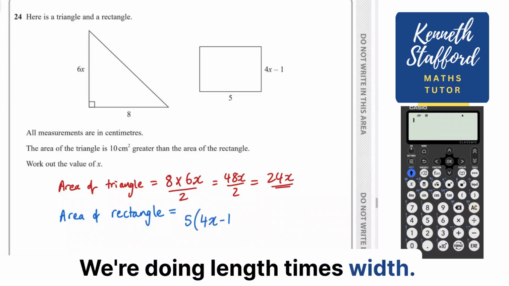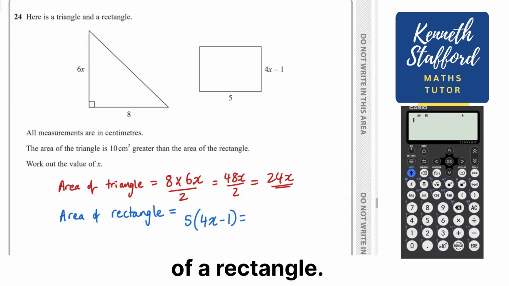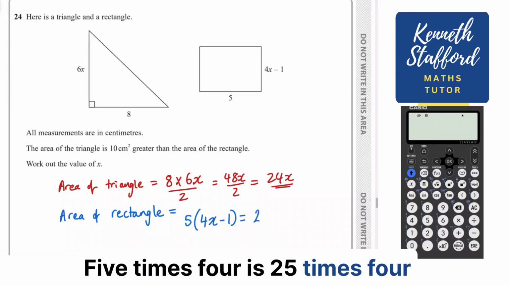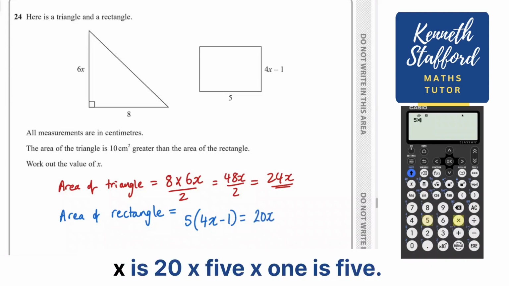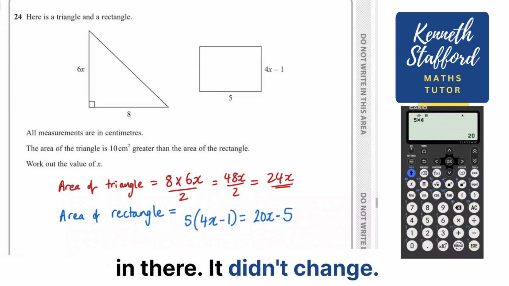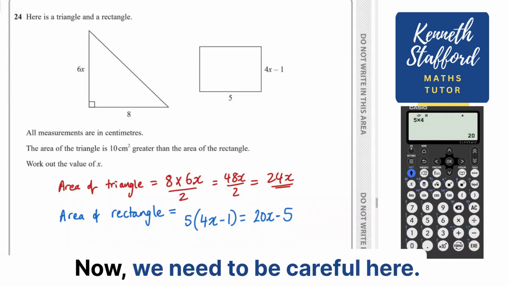To do the area of the rectangle, we're going to do 5 multiplied by 4x minus 1. We're doing length times width. That's how we get an area of a rectangle. And this is where brackets comes from, because we've got to times all of 4x minus 1 by 5. 5 times 4x is 20x. 5 times 1 is 5. And we put that minus symbol in there. It didn't change.